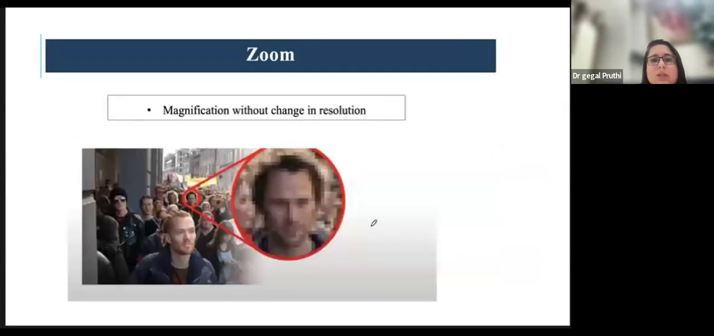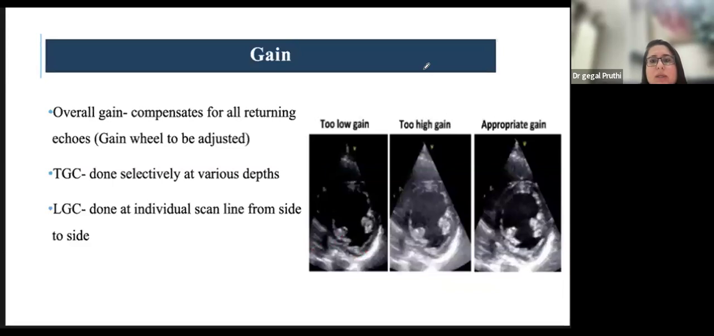So zoom magnifies, but there is no change in the resolution of the selected region of interest, even if we are magnifying or using the zoom. Coming to the gain, there are three types of gain: overall gain, time gain compensation, and lateral gain compensation. Gain is to increase the amplitude of the electrical signals generated by the ultrasound signals. And gain is applied on the 2D images, color Doppler, and also the spectral Doppler.